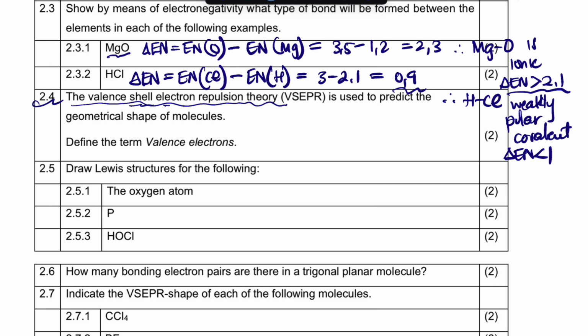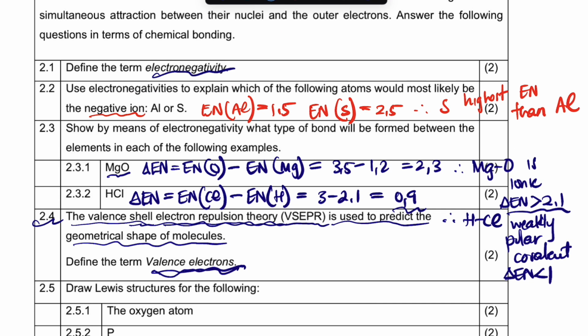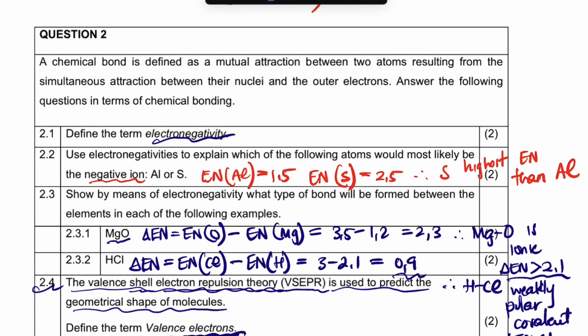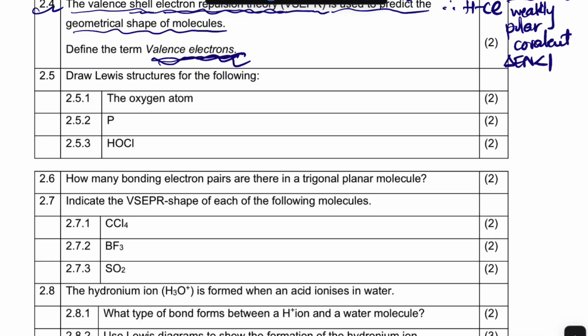Now 2.4, it says the valence shell electron pair repulsion theory is used to predict the geometrical shape, and define valence electron. Guys, stick to the exam guideline when it comes to the definitions. You need to know the definitions: electronegativity and valence electron, even the chemical bonding definition.